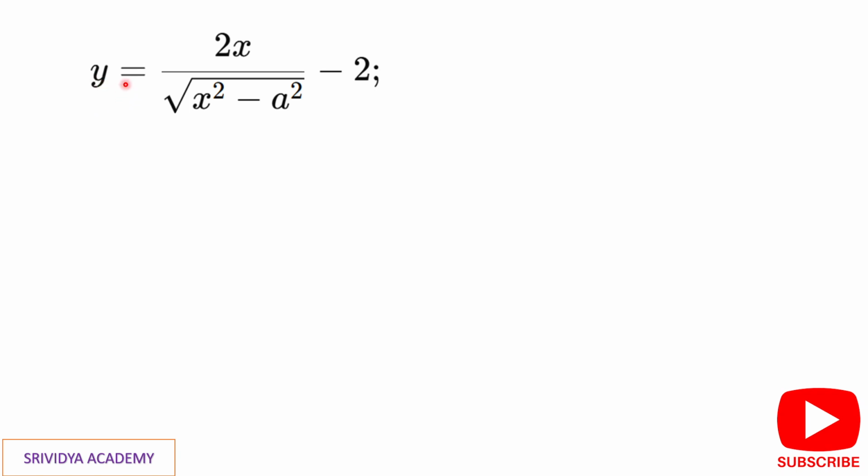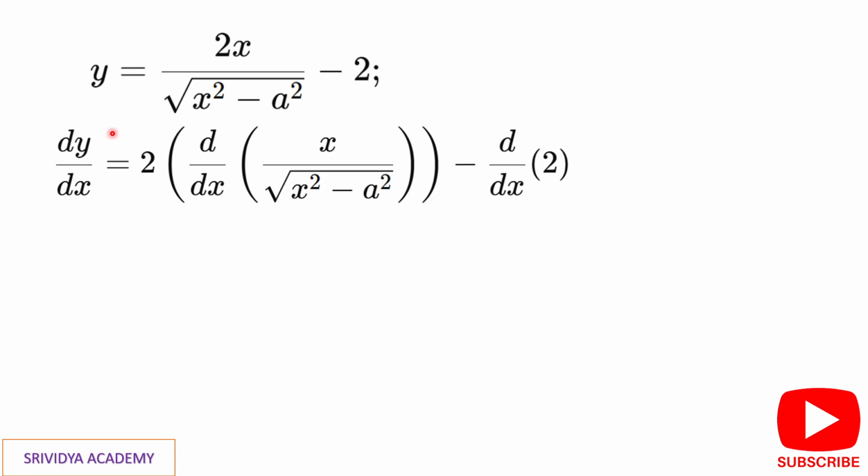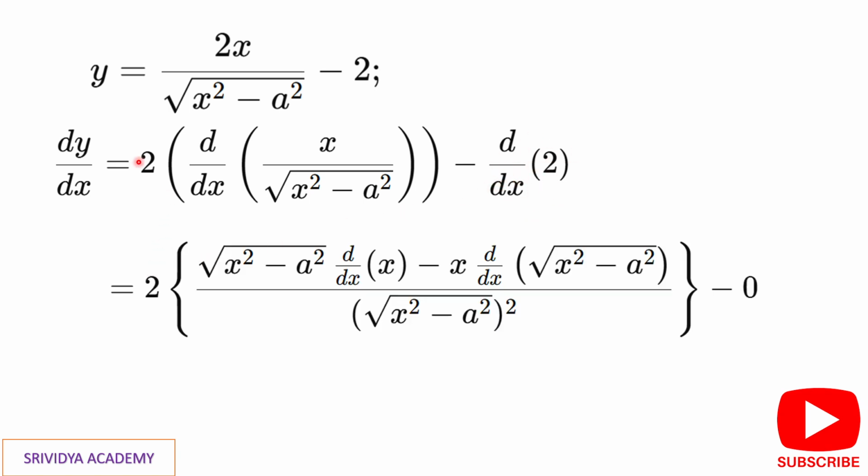Now let us differentiate y is equal to 2x by root of x square minus a square, minus 2. That is, dy by dx is equal to 2, constant as it is, into d by dx of x by root of x square minus a square, minus d by dx of 2. Of course, this is nothing but 0. So this implies that we have dy by dx is equal to 2 into, here in the first term we can apply the quotient rule to differentiate this expression.